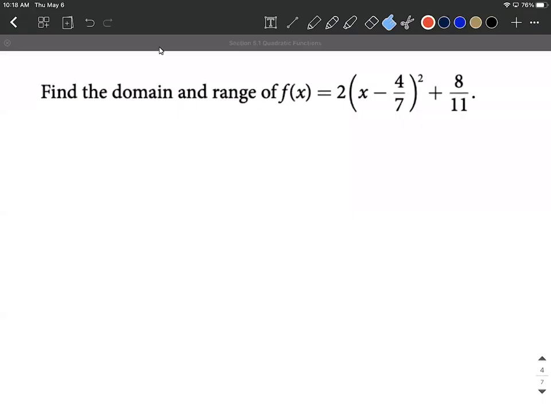Okay, we're given a quadratic function in standard form, and our goal here is to find the domain and range. So the first thing I always like to look for as we're trying to find the domain and range is, does it open up or down? Where I always look for that is what we sometimes refer to as A. It's going to be the stretch or compression out in front. So in this one, because A is positive, we can say that this is going to open up.